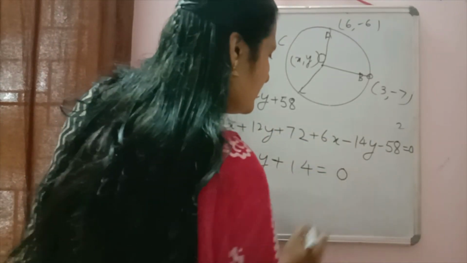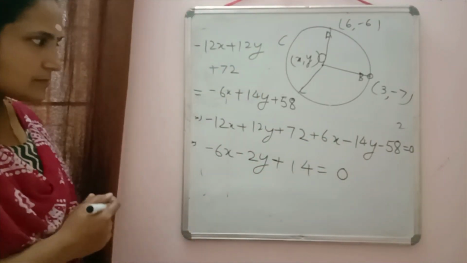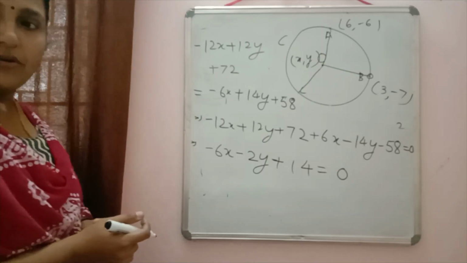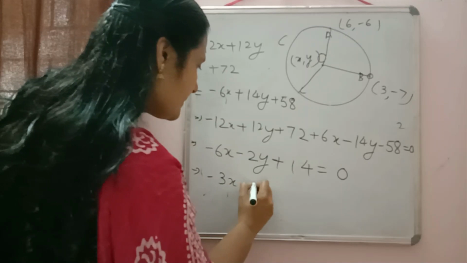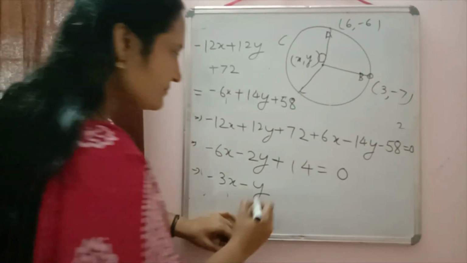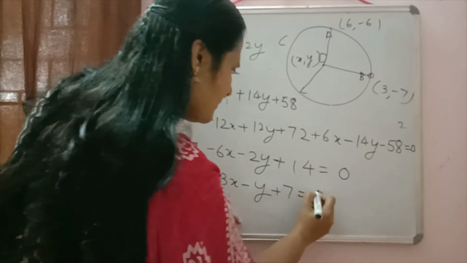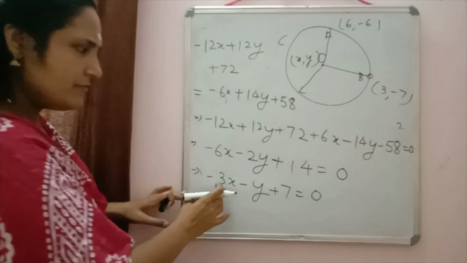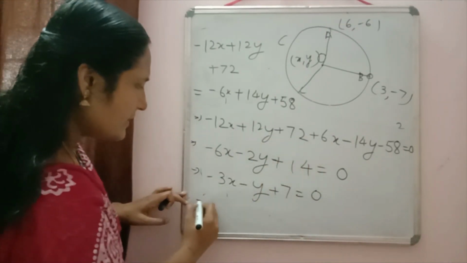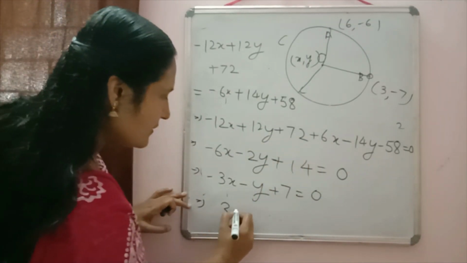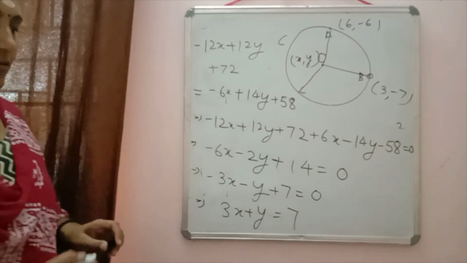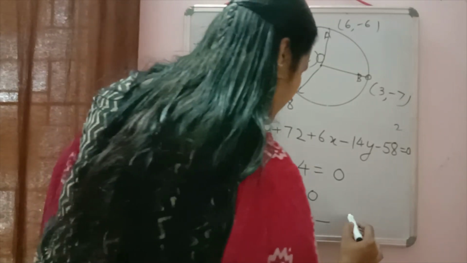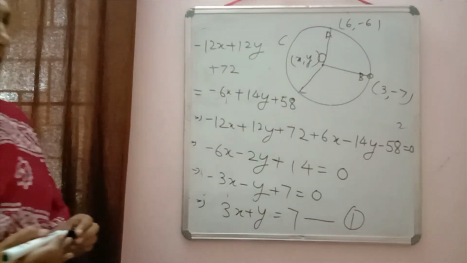equal to 0. So you can check all the expressions are divisible by 2. So we can cancel it by 2. It will be equal to minus 3x minus y plus 7 is equal to 0. We can shift minus 3x minus y to the right hand side. So it will be equal to 3x plus y is equal to 7. So we got the first equation as 3x plus y is equal to 7.